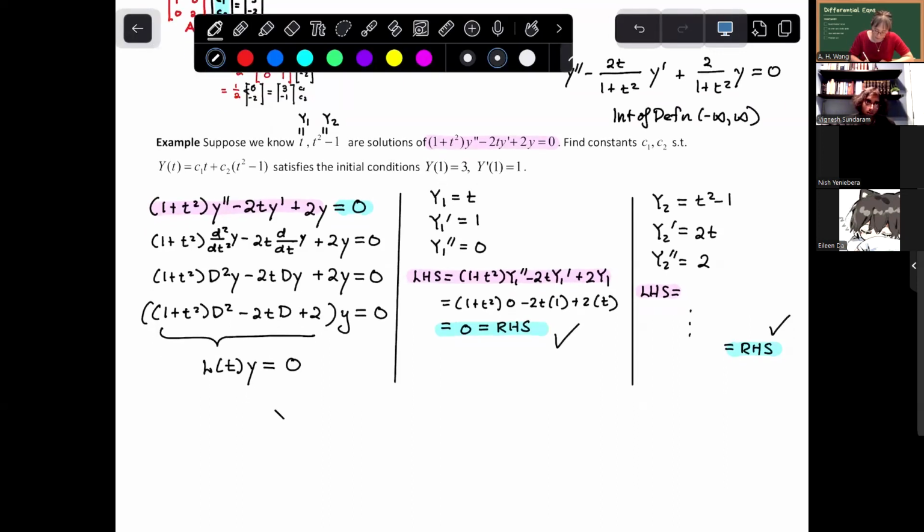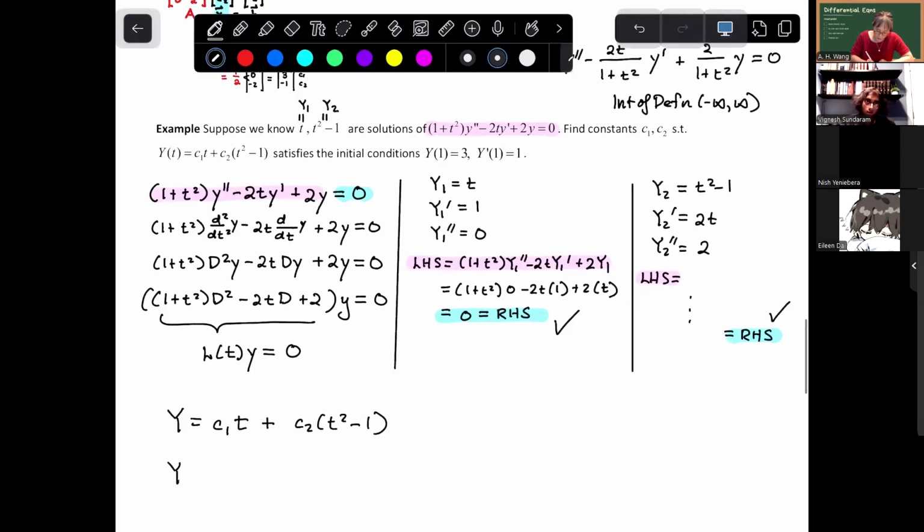And very quick. Now remember, whenever you have C1 times the first solution and C2 times the second solution, that is still a solution. Then what you're going to do is take the derivative. So this is C1. Can somebody tell me when you take the derivative here, what is that going to be?